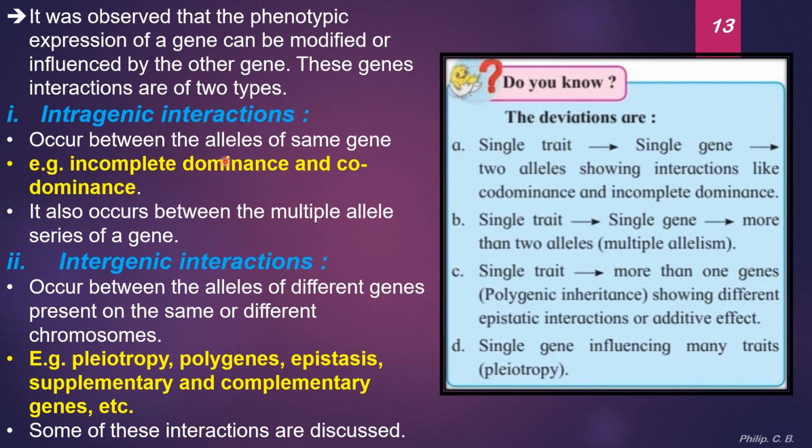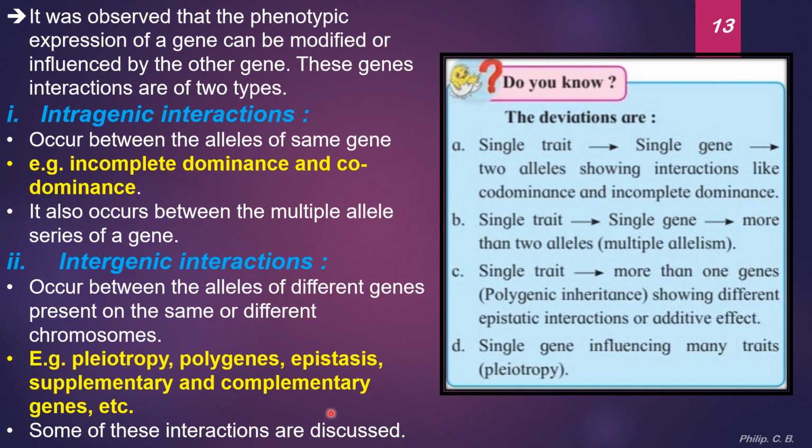So intragenic interaction occurs between the alleles of the same gene. Example, incomplete dominance and codominance. It also occurs between the multiple alleles series of a gene. Then intergenic interaction occurs between the alleles of different genes present on the same or different chromosomes. Example, pleiotropy, polygenes, epistasis, supplementary and complementary genes. So these are different observations which were seen, which we are going to learn further.